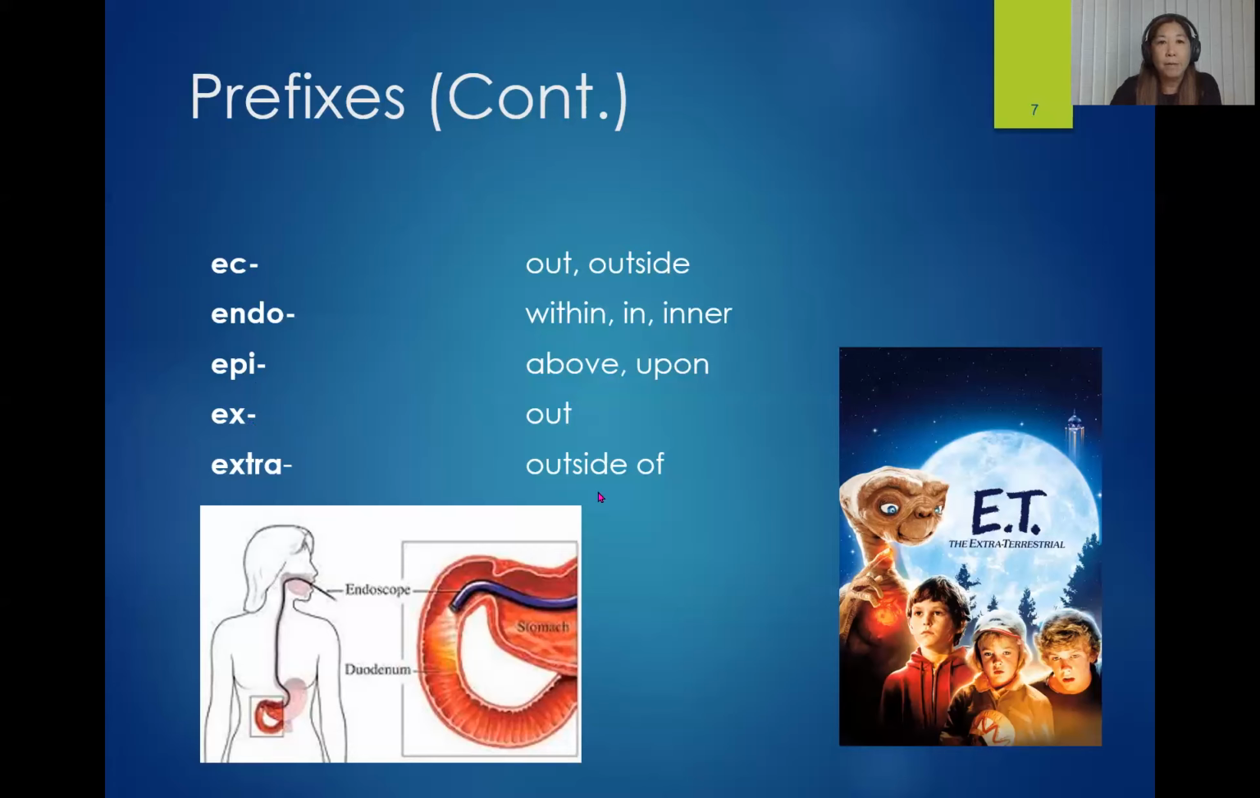Extra means outside of. So when we say something is extrahepatic, it means it's outside the liver, right? Or extracranial means it's outside of the brain cavity. And you probably heard of the term extraterrestrial, right? So from outside of the earth or outside of this world.